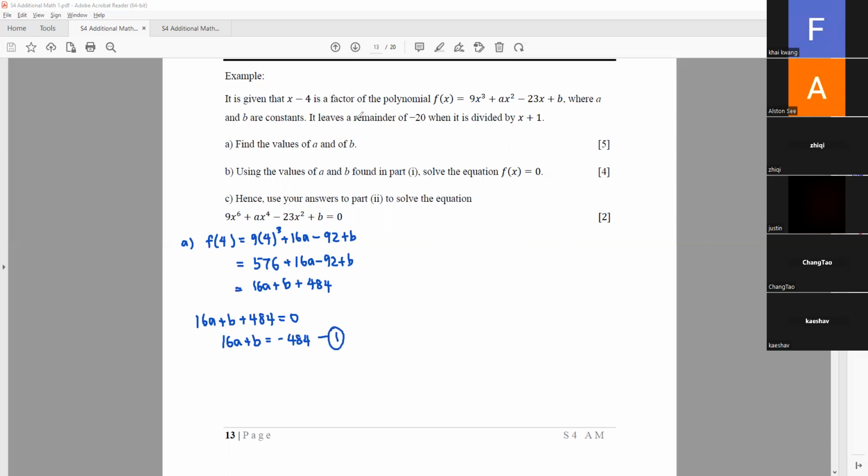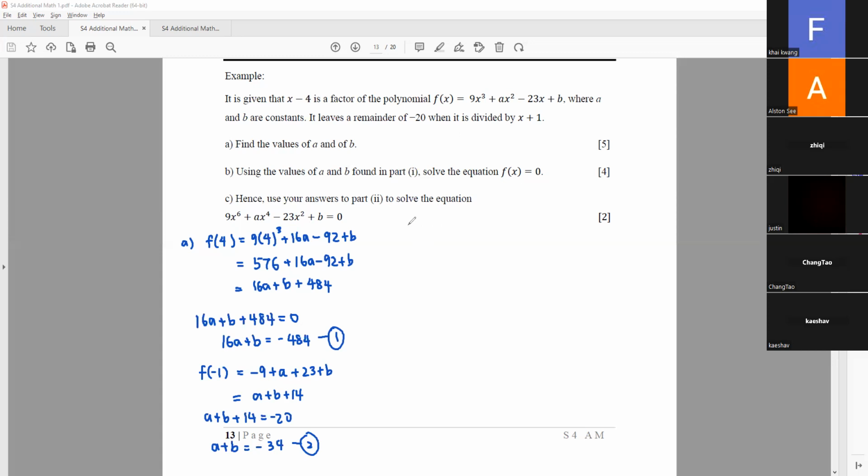Okay, next, it leaves a remainder of negative 20 when divided by x plus 1. So now it will be f of negative 1. So f of negative 1 will be negative 9 plus a plus 23 plus b. So this one will become a plus b plus 14. And I know that the remainder is negative 20. So a plus b plus 14 equals negative 20. So a plus b equals negative 34. That's my equation 2.